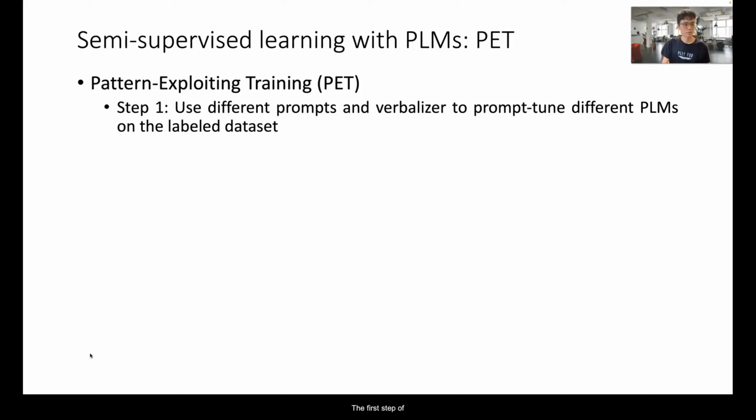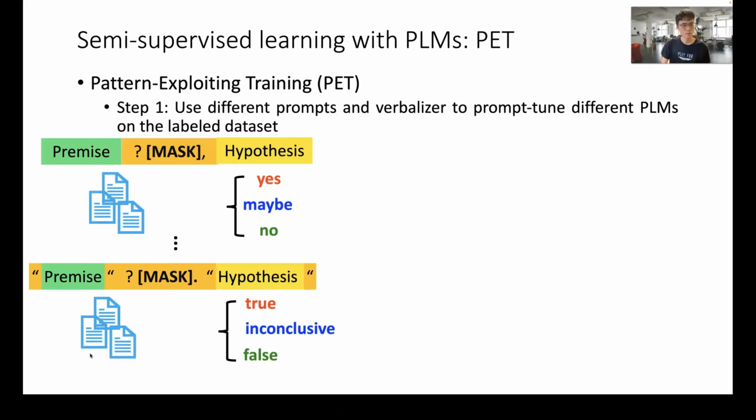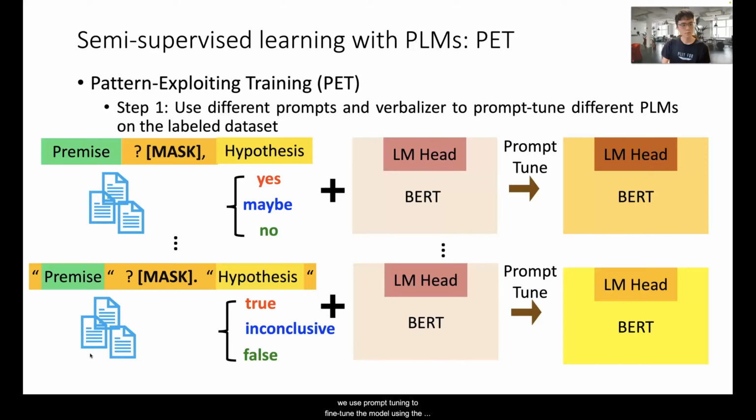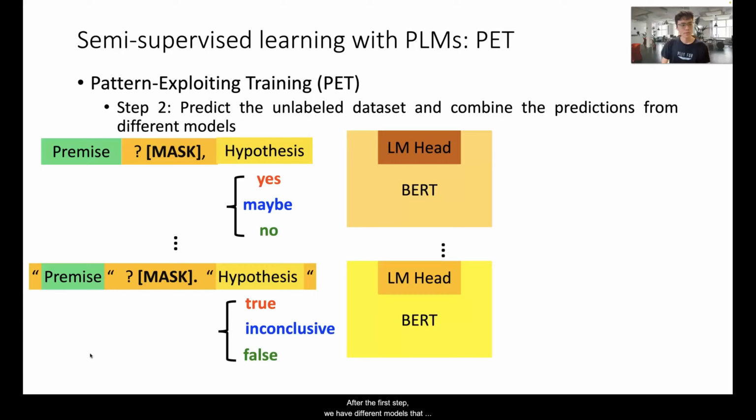The first step of pattern exploit training is to select different pairs of prompt templates and verbalizers. For each pair of verbalizer and prompt templates, we use prompt tuning to fine-tune the model using the target label training data. After the first step, we have different models that are trained with different templates and verbalizers.